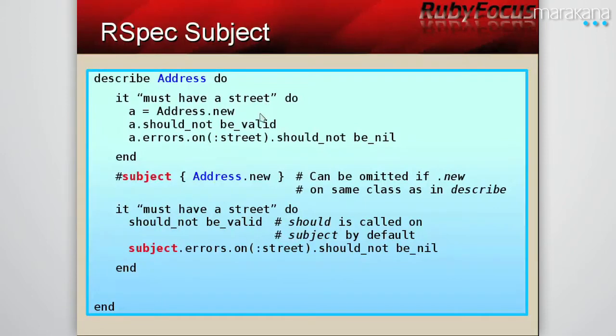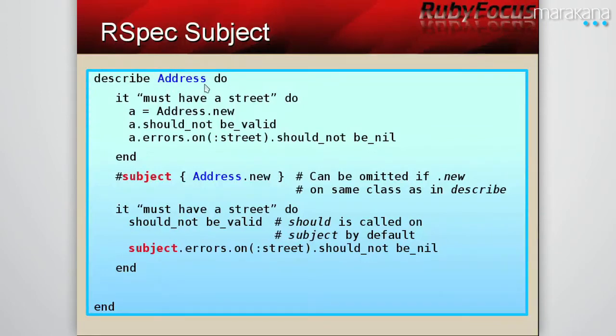For example, we had this example here, it must have a street, the address. Now, typically in our test cases, we always set up some test data, like we set up a equals address.new, or we do that in the before clause. Now, you can actually use the subject method to make a little shortcut of it. You could specify subject address new, and then you can make your test case like this: should not be valid. This will call subject.should not be valid, and subject is assigned to the address new.